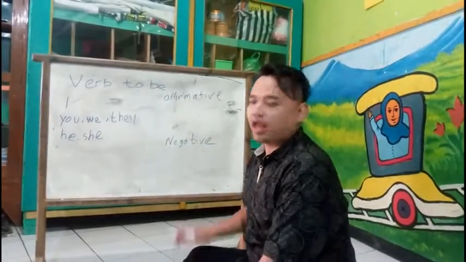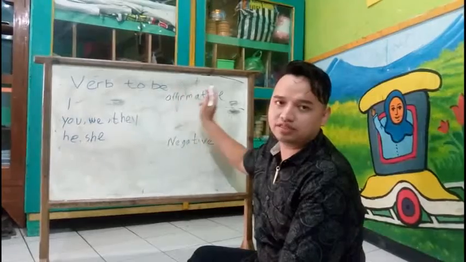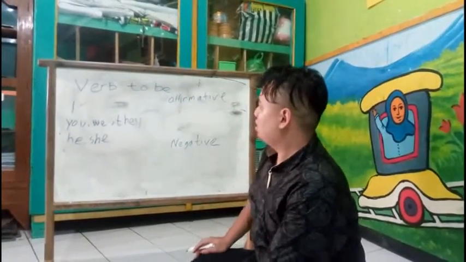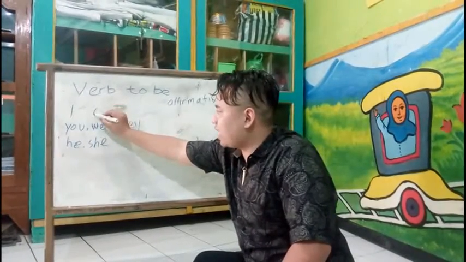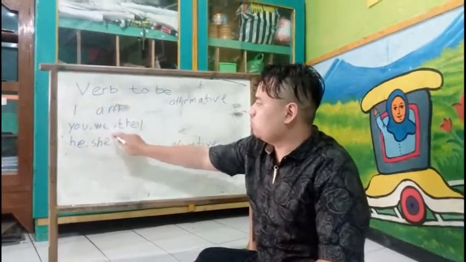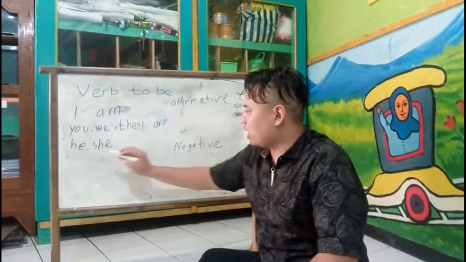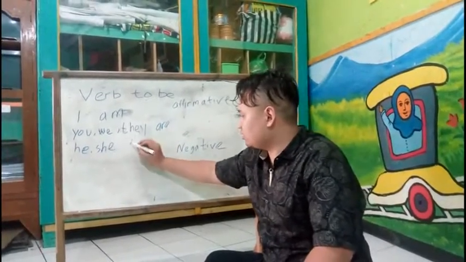Okay, next I have an example for the verb to be in the present tense form. To be for I is am. To be for you, we, they is are. And to be for he and she is is.